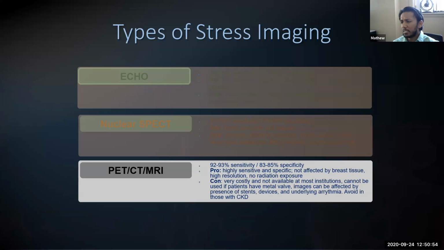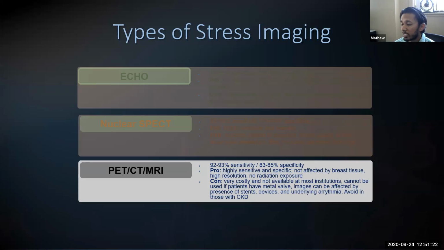And then finally, the PET, CT, and MRI. Other than your angio being the gold standard, these are going to be almost as good, because you're not going to have to subject the patient to the risk of getting an angiogram done. They're highly sensitive and specific. It's not going to be affected by the breast tissue, the obesity, the things that are going to affect our nuclear and our echoes, but it's very costly. And unfortunately, we just don't have a lot of the ability to do that here in Pueblo. We do it, but not all of our patients are going to get it.